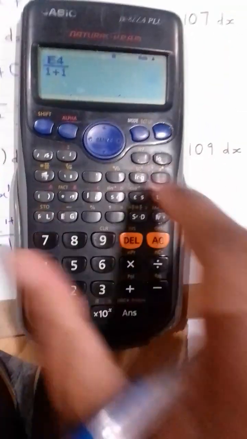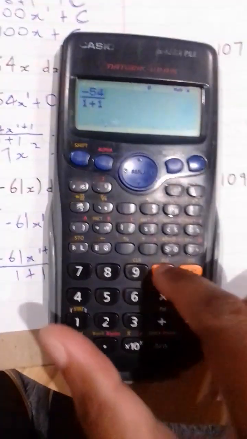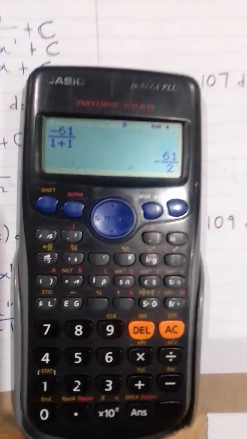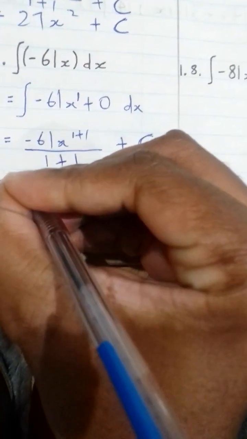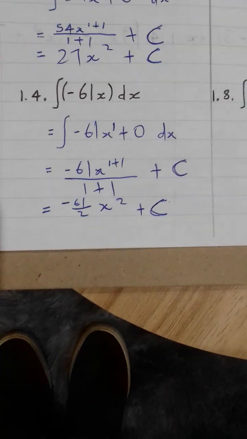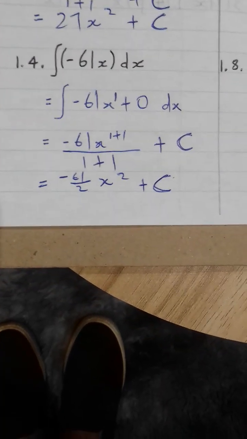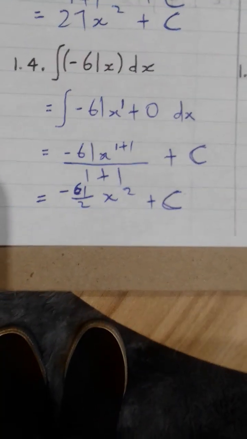Now we're going to put negative 61. Get negative 61 over 2. So it's going to be negative 61 over 2 x. 1 plus 1 is 2 plus c. So the final answer for 1.4 is negative 61 over 2 x squared plus c. Hope that is clear, and I hope that makes sense.